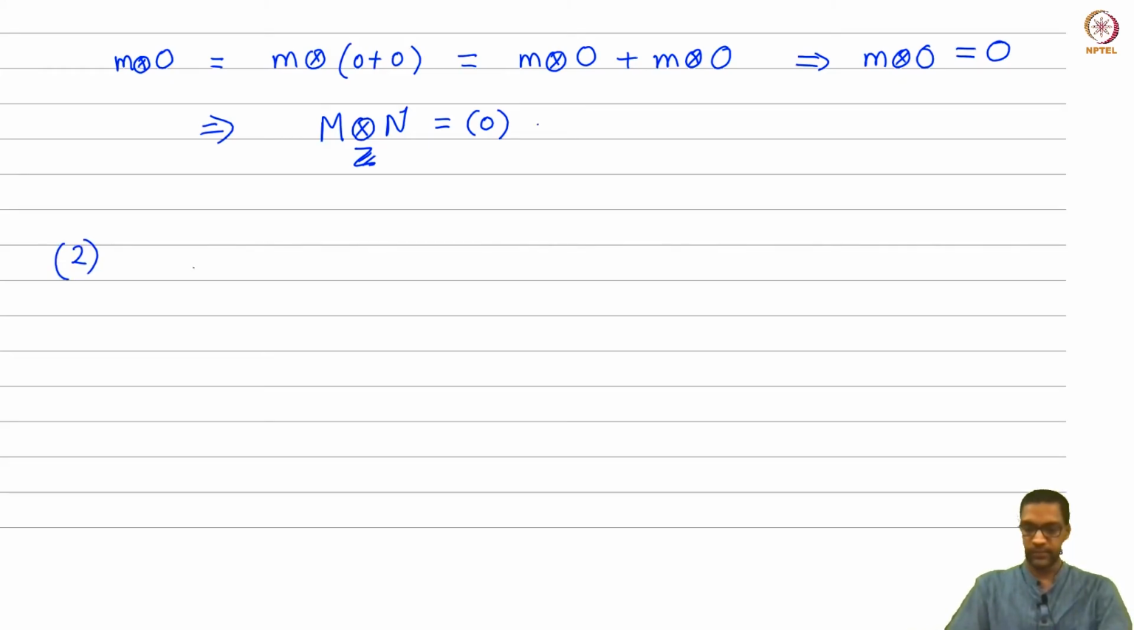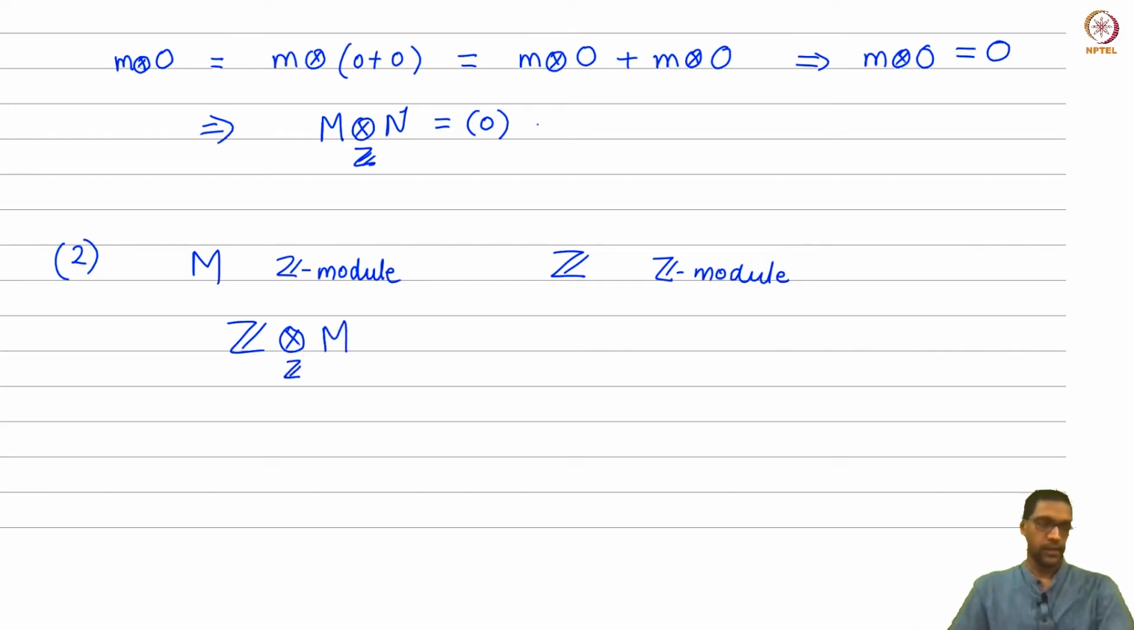Now more generally, let's take a second situation. Suppose M is a Z module. Then consider N to be Z itself. Okay, so take the second module to be Z itself. So Z itself is a Z module. And what I'm going to do is look at their tensor product. So suppose I take Z tensor M.